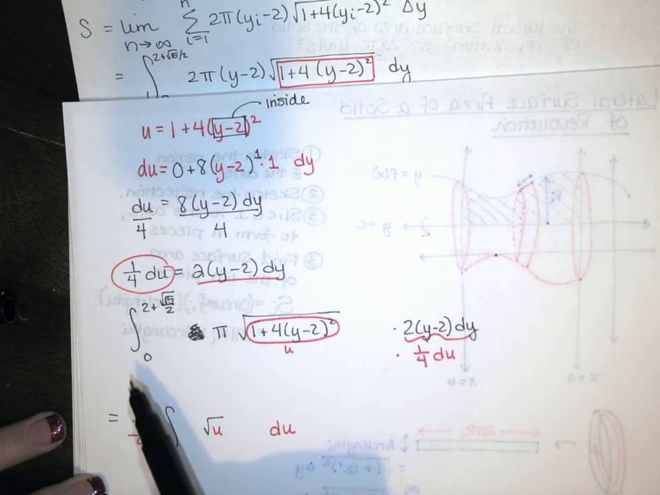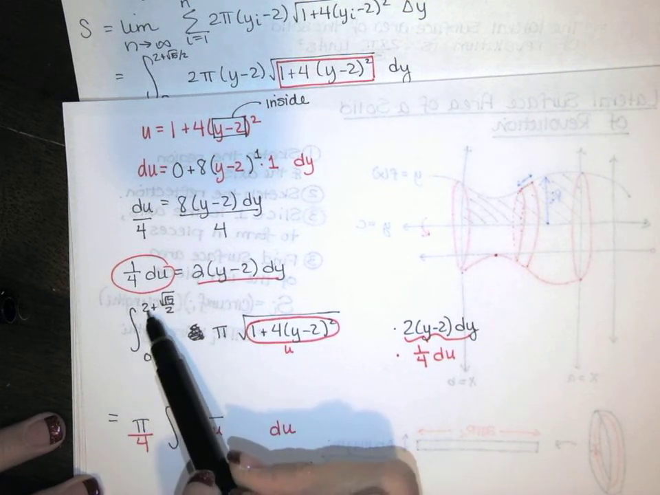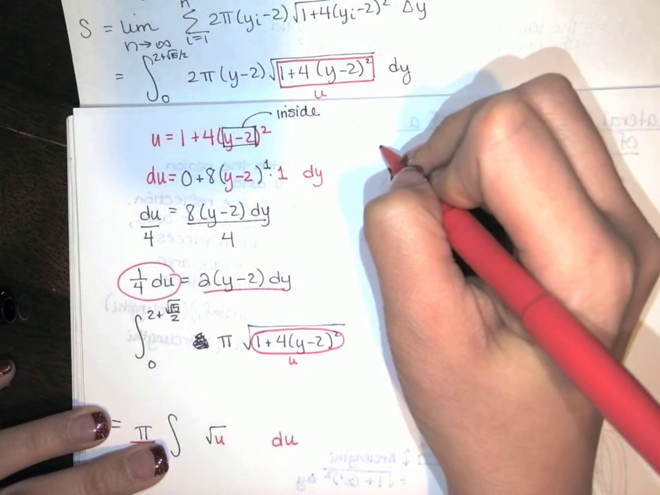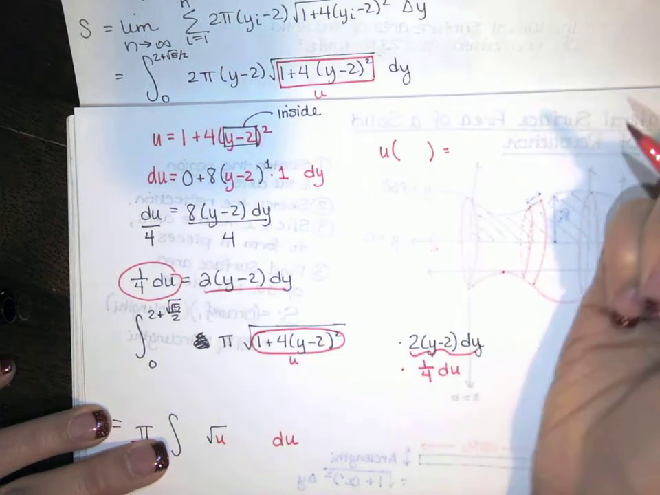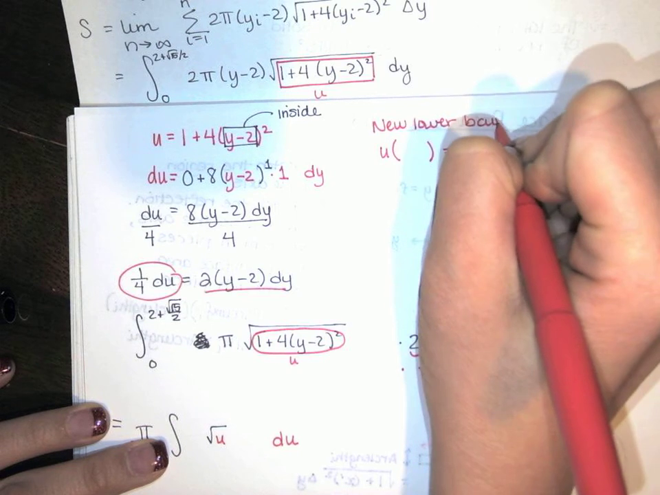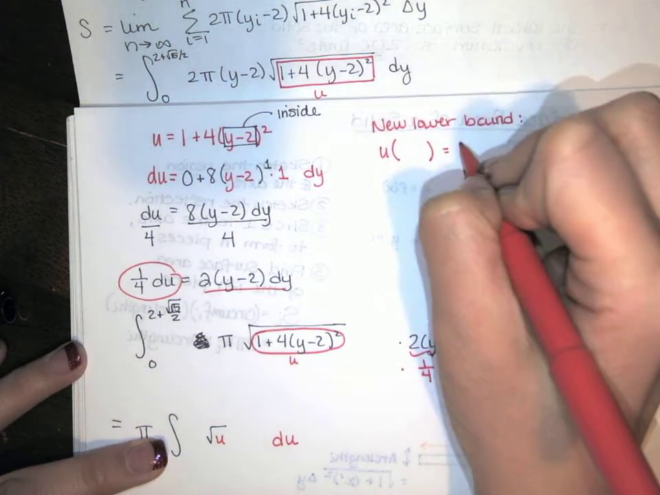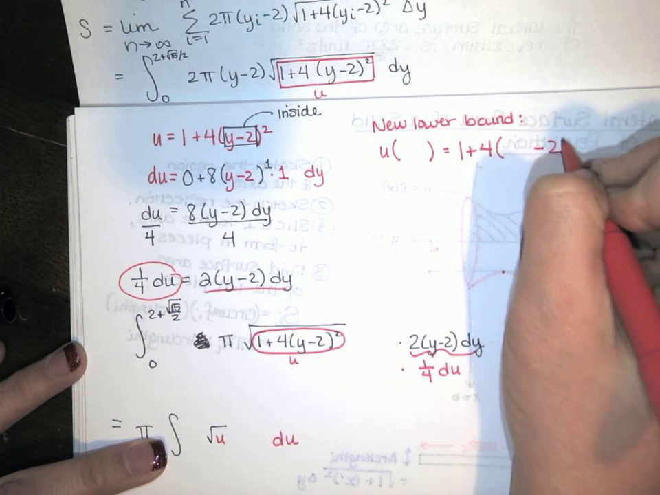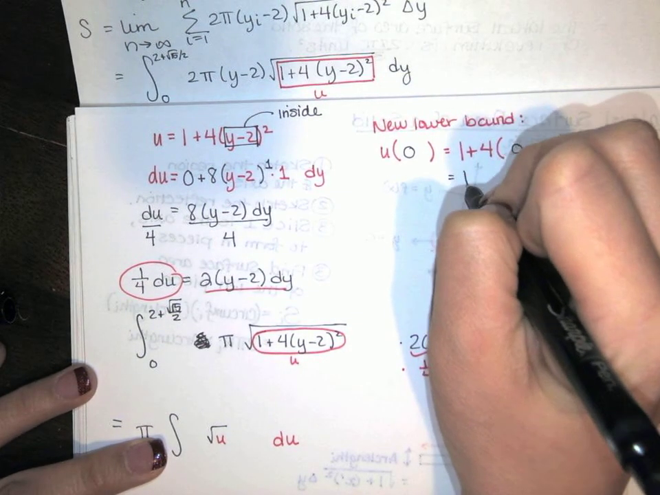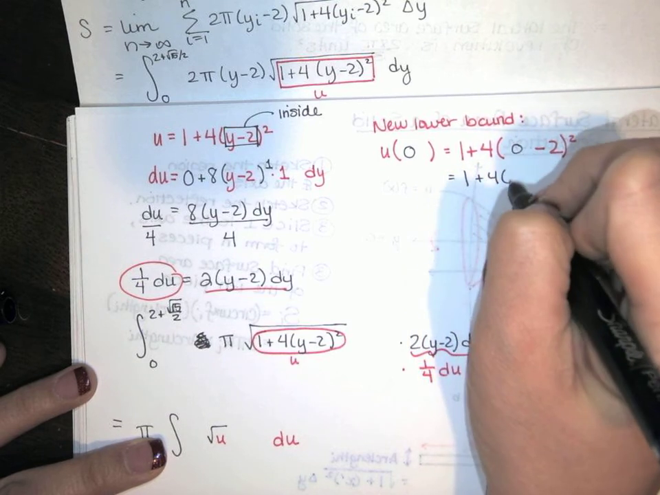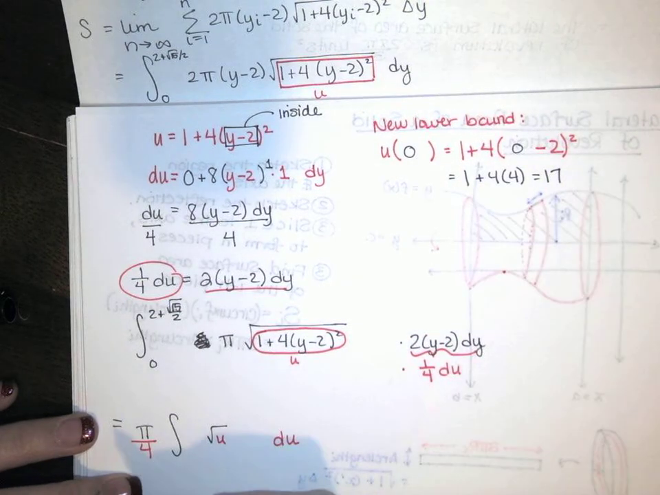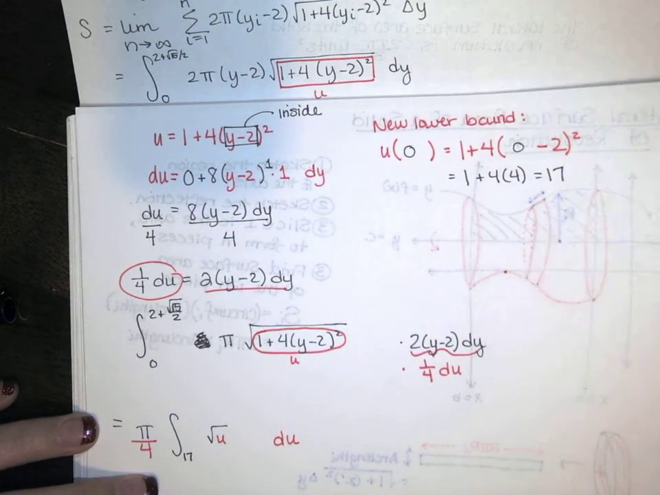I have to figure out what u will be when y equals 0 and when y equals this number. So we're going to substitute. I'm going to do 0 first because it's easier. This is our new lower bound. So u is 1 plus 4 times the quantity y minus 2 squared, and we're substituting in 0. So I get 1 plus 4, negative 2 squared is 4. So I get 17. I'm going to have a 17 there for my new lower bound. Okay, that's all right.